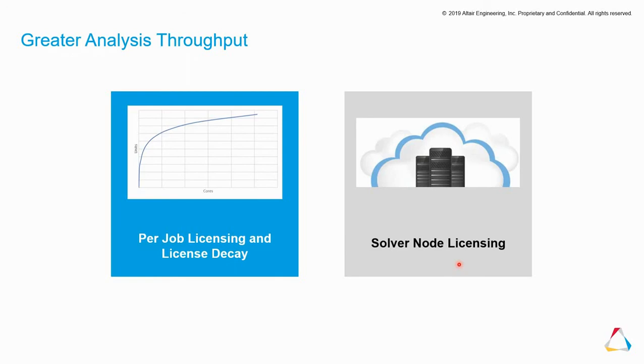And this is becoming more important today as we look at modern hardware architecture, where the nodes have a high core density. So now you can run multiple jobs on a single node, and the licensing is then based on the number of nodes used and not on the number of jobs.